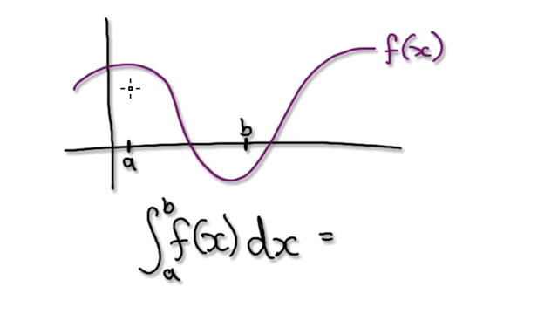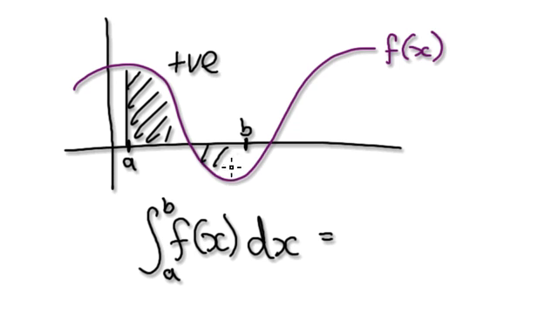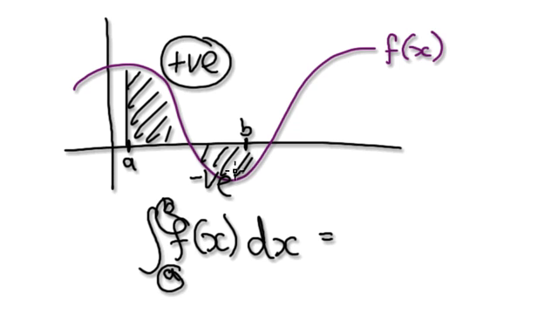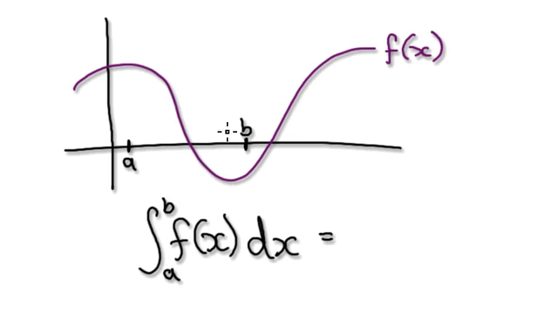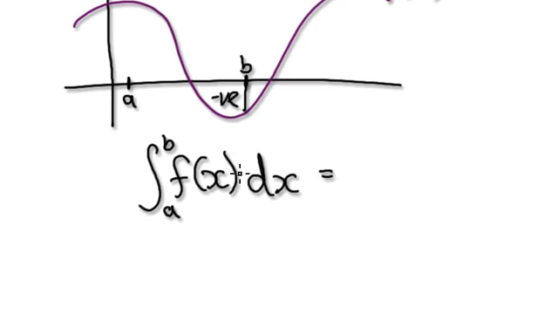So the point I'm trying to make here is that this area here would be a positive area, and this area here would be a negative area. And then when you come to evaluate it from A to B, you simply get this whole thing, in a way, take away this thing here. So it's really this whole area here, take away this area here. Okay? And the reason why this area here is negative is because of this.